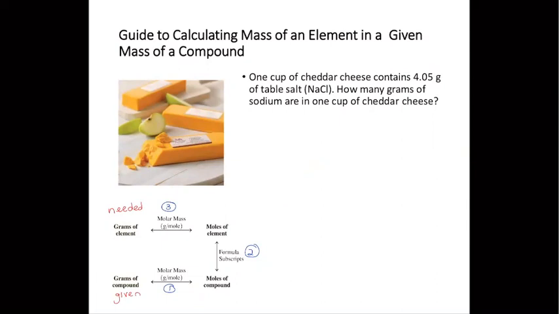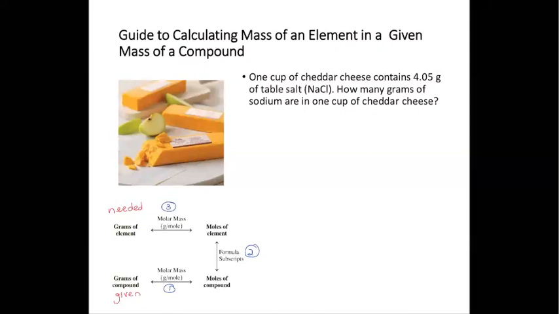Now, in this problem, it says that 1 cup of cheddar cheese contains 4.05 grams of table salt, okay? Now, we're trying to determine that even though we have those grams of that compound, sodium chloride, in other words, table salt, we're interested specifically in the grams of sodium.